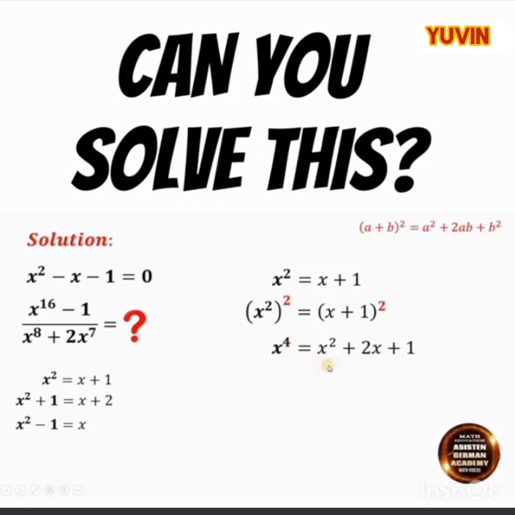Now, we have x squared. And take note that x squared is x plus 1. So we can substitute x plus 1 to this x squared. Therefore, we have x plus 1 and then bring down 2x plus 1. Now, combine like terms and we get that x raised to the 4th power equals 3x plus 2. Memorize this result because it will help us later on.